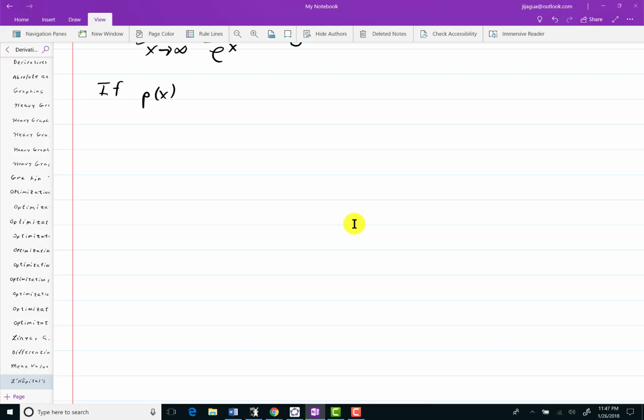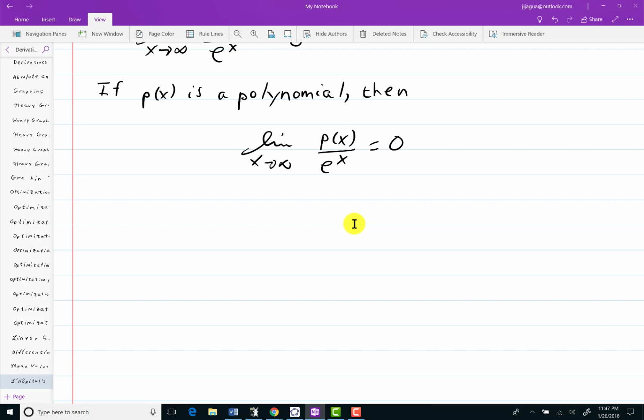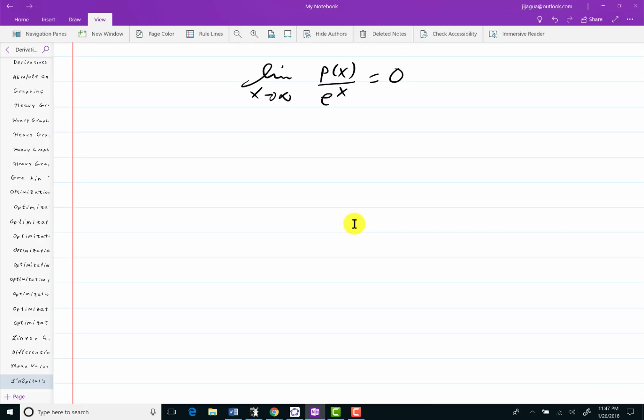So in particular, if p of x is a polynomial, then the limit as x goes to infinity of p of x over e to the x equals 0. Without stretching the imagination too much, you should also be able to see that if I try e to the x over x to the n, that will equal infinity.